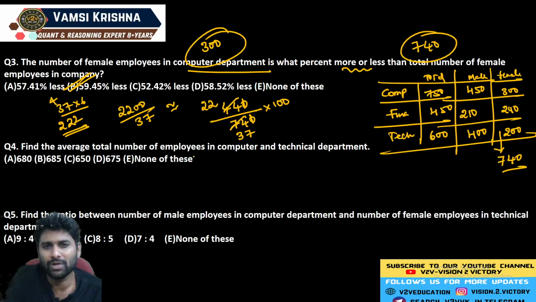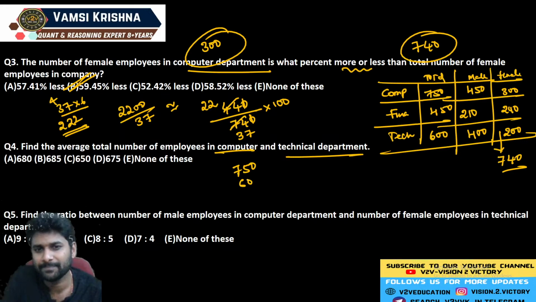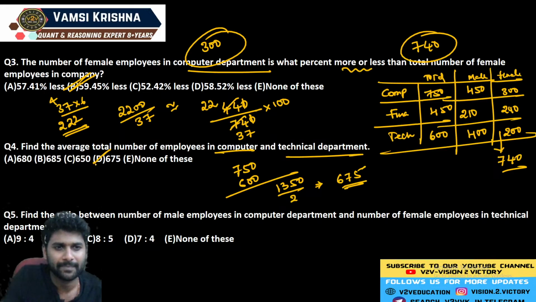Now, find the average total number of employees in computer and technical department. See, computer, how many are there? It's 750, right? And what about the technical? 600. So the total value is 1350, which is divided by 2. It's 675.